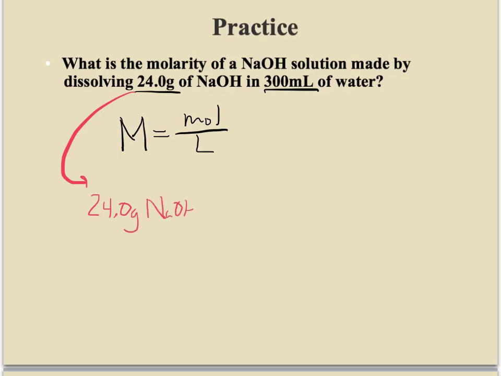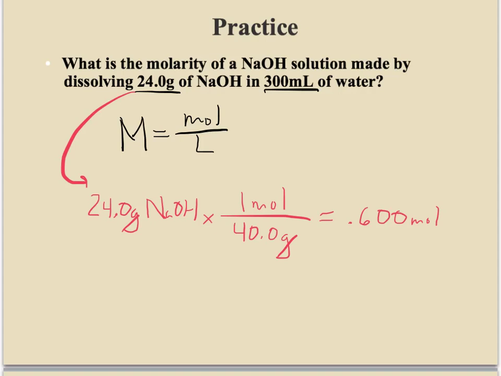We need to get that into moles. How do we get that into moles? If you said a conversion factor, you would be absolutely correct. And where do we get that conversion factor? We get it from the periodic table. So 1 sodium, 1 oxygen, 1 hydrogen adds up to be 40 grams for every 1 mole. Grams cancels out grams, and we can find that to be 0.600, with sig figs, moles of sodium hydroxide.